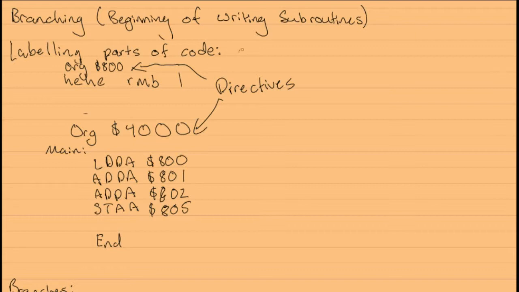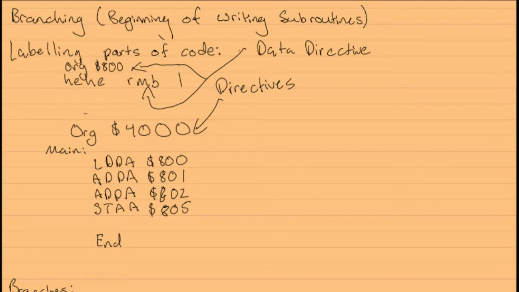Next right here is my RMB. This is known as a data directive. This tells you where and how you want to store certain data, and it's used in different kinds of variable declaration. So that's what a data directive is here. I've directed my variable hehe to reserve a memory byte, like one byte of memory.